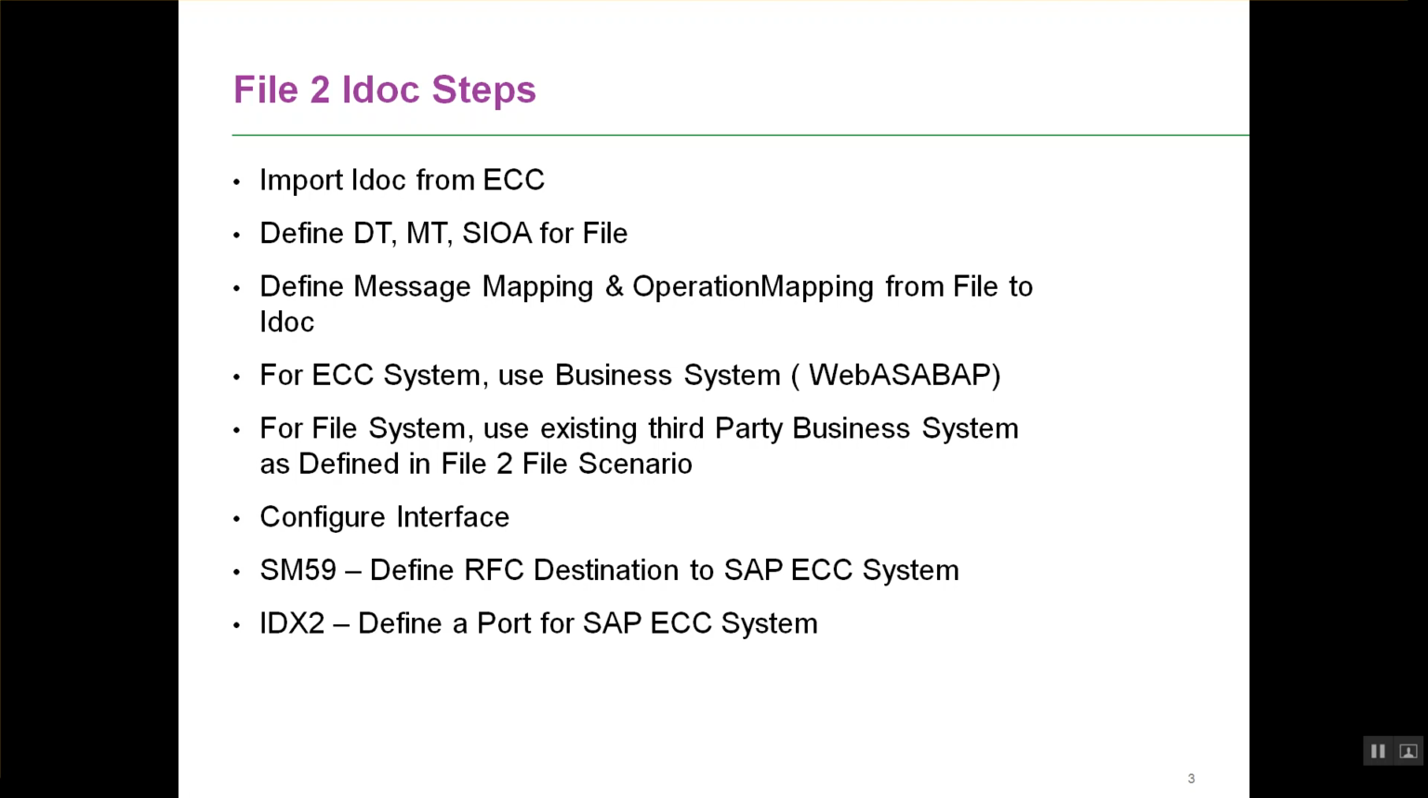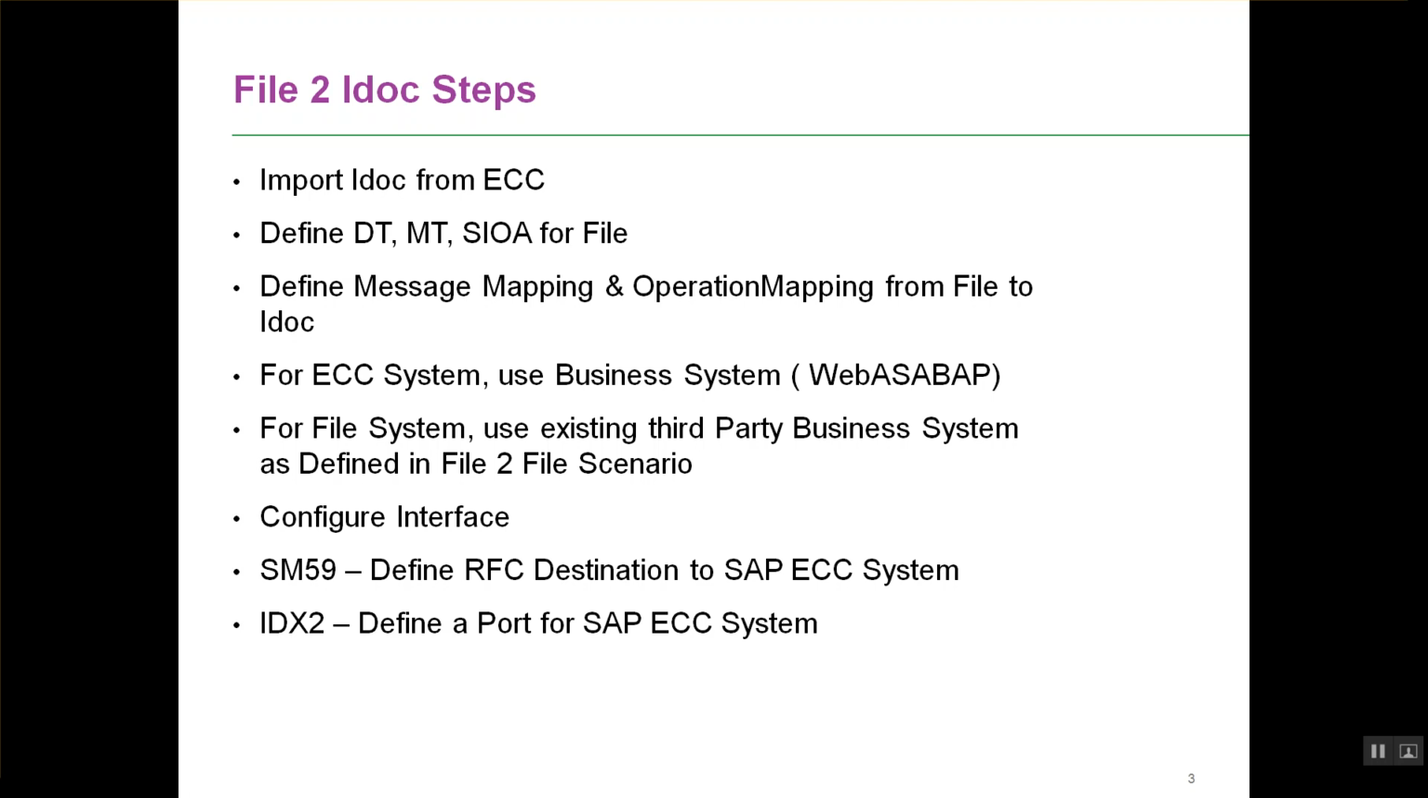Again, this is just a theoretical overview. As we start building these objects, things will start falling into place. So once we are done with defining the message mapping and the operation mapping, our enterprise service repository work would be done. Within the integration directory, what we will be doing is using the business system.